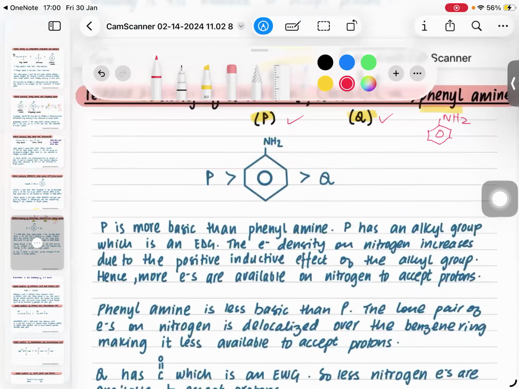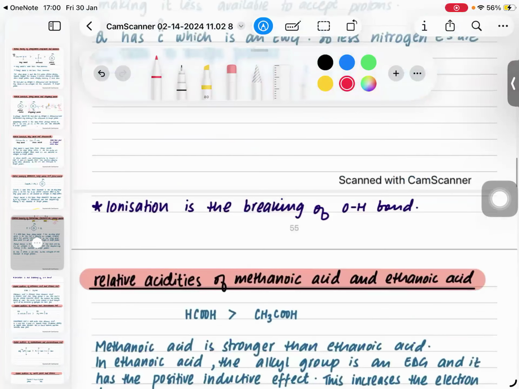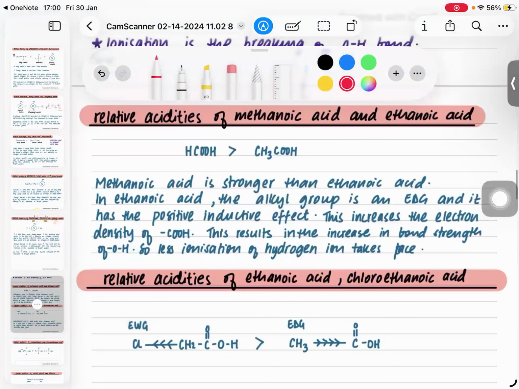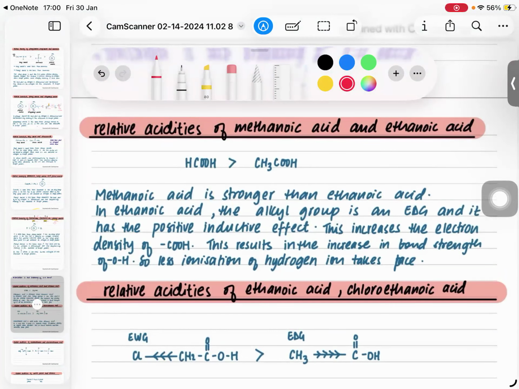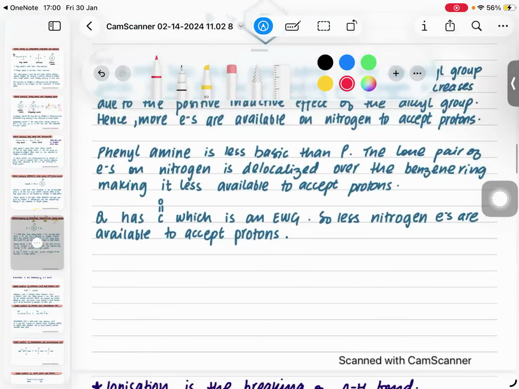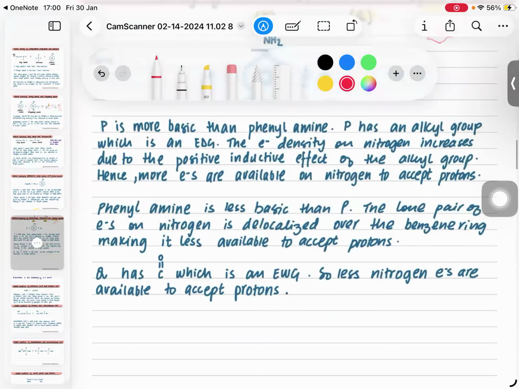Okay. But benzene is also an electron withdrawing group. So could you show us the explanation for a second? Phenylamine is less basic than Q. No, Q has a C double bond O, which is electron withdrawing. So fewer nitrogen electrons are able to accept the protons.